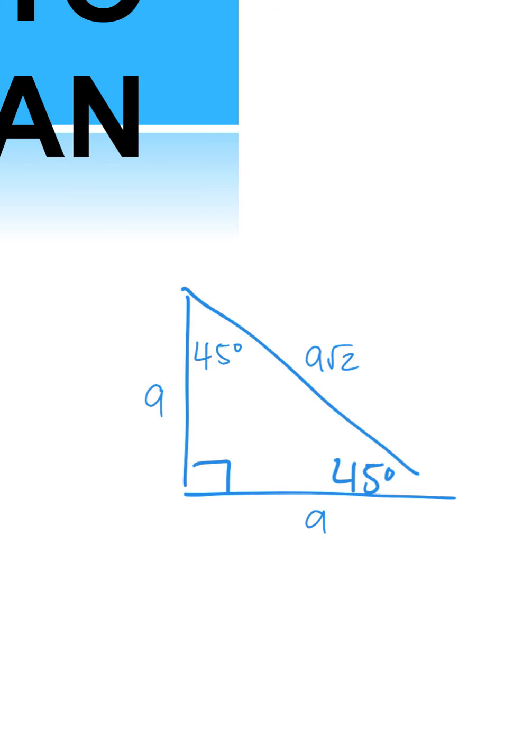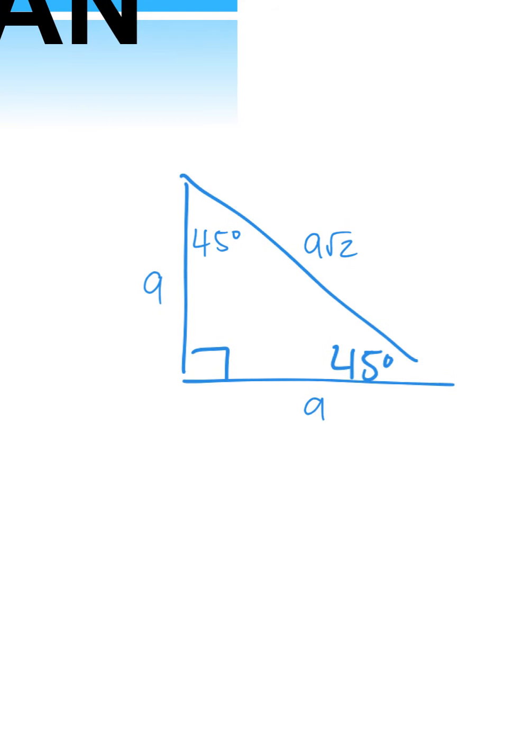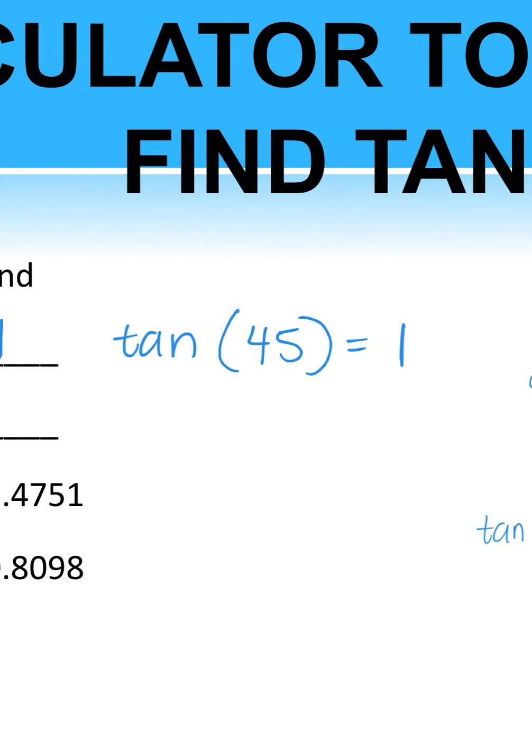Now remember, tangent is opposite over adjacent, right? In terms of the legs. So the tangent of this 45 degrees is going to be what? Christian? A over A. What is A divided by A? 1, right? Was that our answer? Absolutely. Okay?